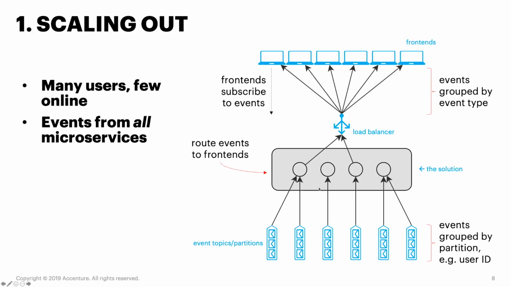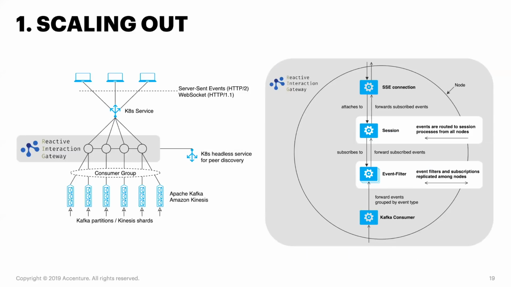Now what Rig does here is it routes events to the node where the client is actually connected. And all the nodes know of all the subscriptions. So that's what's replicated among the cluster. I have a picture on this. Oh, it was here all the time. So here I have the event filter. There is one event filter for each event type, and it knows about all the subscriptions. So it has a pointer to those session processes.